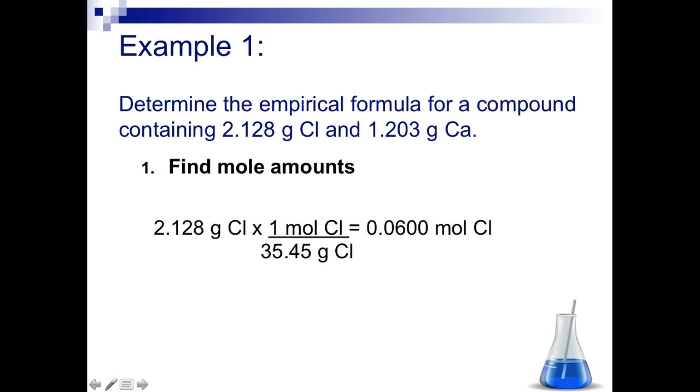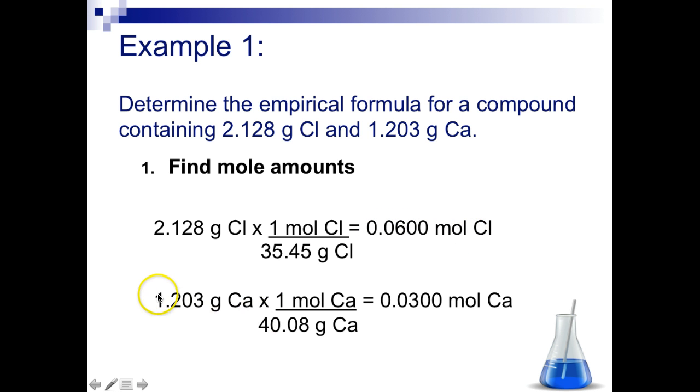So for chlorine, we'd take 2.12 grams of chlorine times 1 mole of chlorine over the gram formula mass of chlorine off the periodic table, and we get 0.0660 moles of chlorine. We do the same thing for calcium. So 1.203 grams of calcium times 1 mole of calcium has a gram formula mass of 40.08 grams of calcium. And when we divide these two out, 1.203 by 40.08, we get 0.0300 moles of calcium. So that's step 1, find the mole amount.